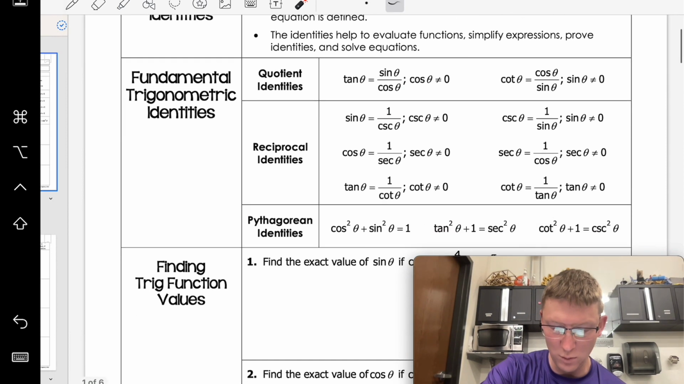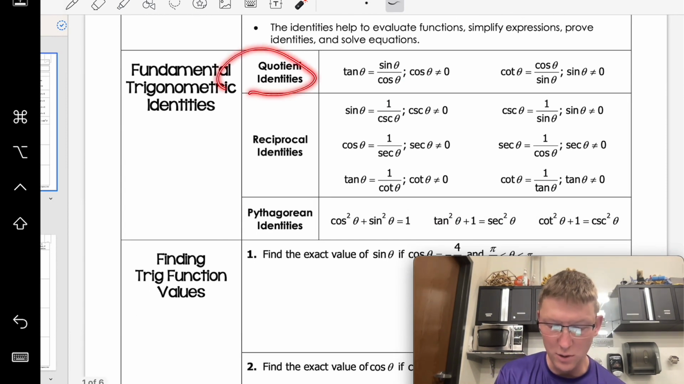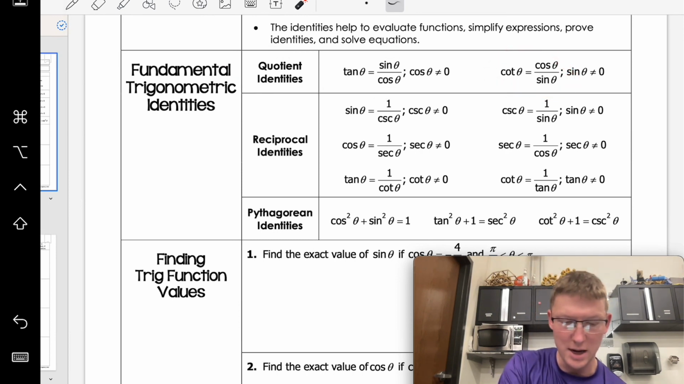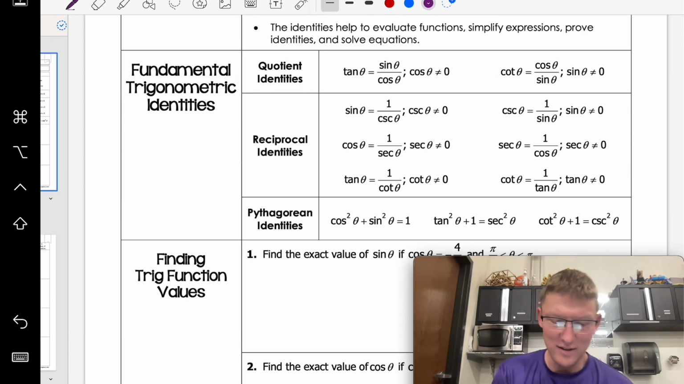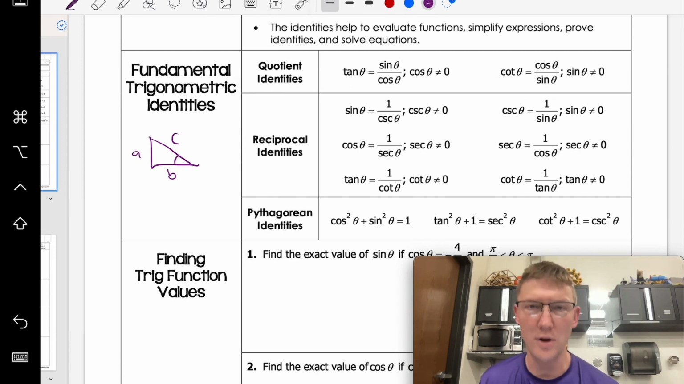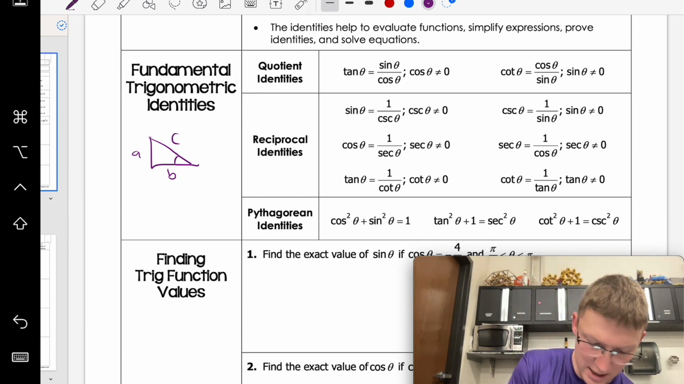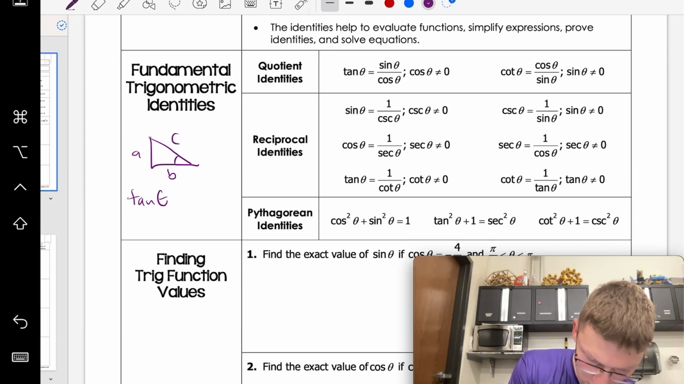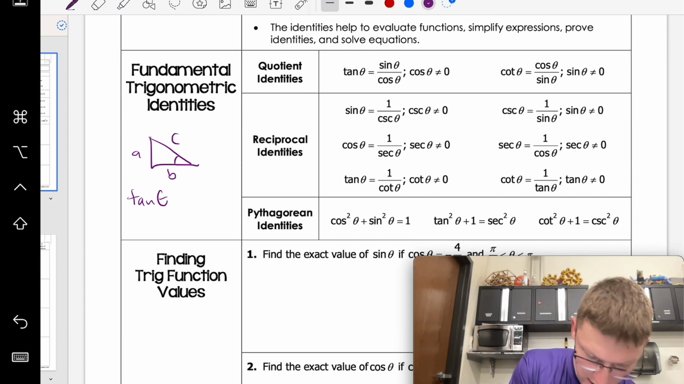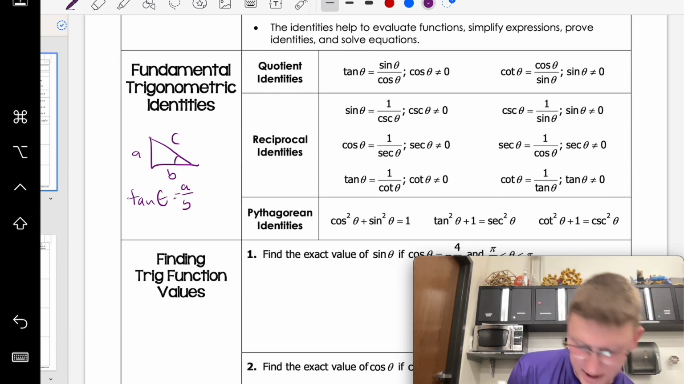The main ones we're going to start with are the quotient identities. Tangent equals sine over cosine, and cotangent equals cosine over sine. One way to think about this, and this is a very quick little proof: let's say we've got an angle here, and we've got a right triangle A, B, C. We can use trig functions. So we can say our tangent of theta would be equal to, by definition, opposite over adjacent, right?